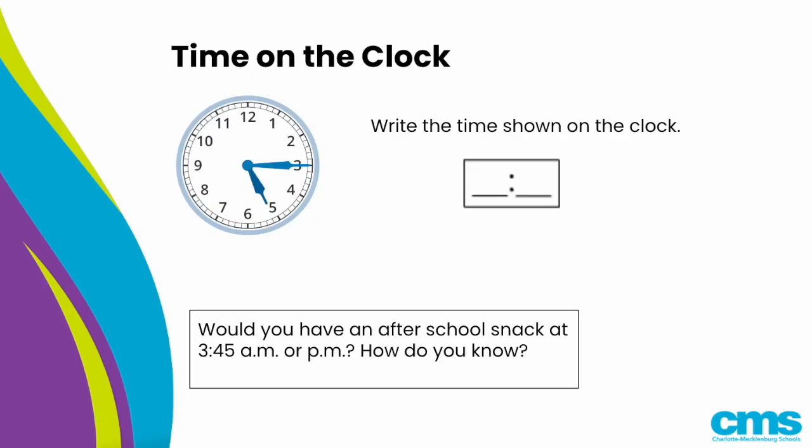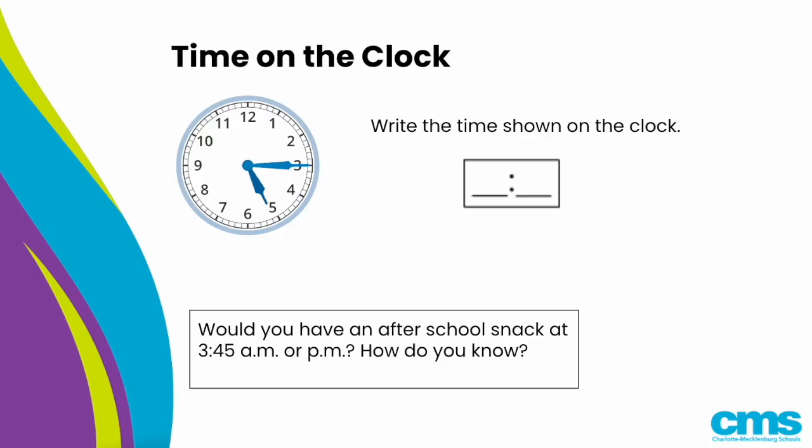Another section of Unit 6 is time on the clock. In previous years, students have learned to tell time to the hour and the half hour. So here we see an example of a clock where students have to think, I have to count by 5s, and I have to know which hand I'm counting by to correctly identify the time on the clock shown.